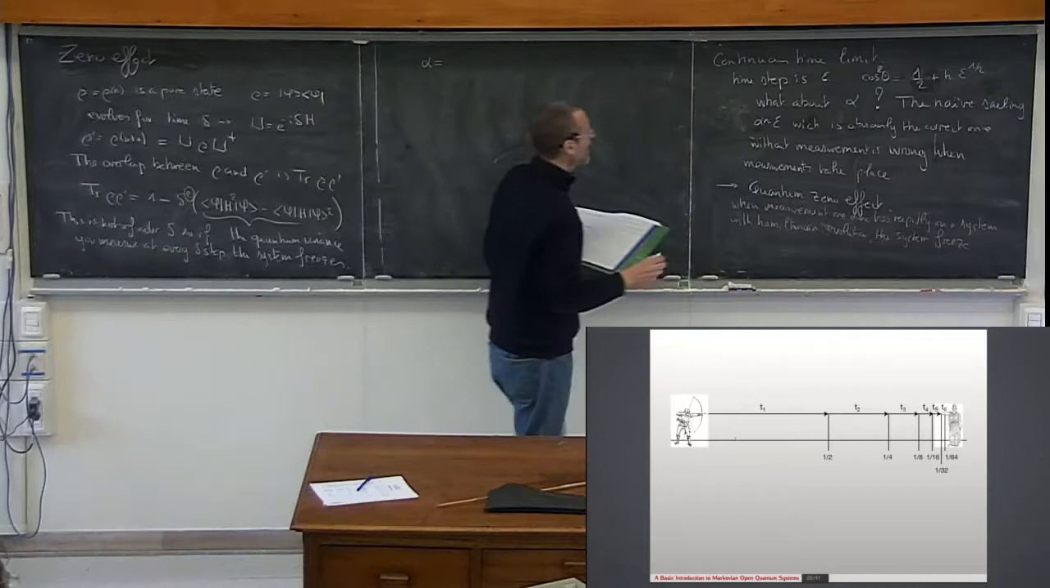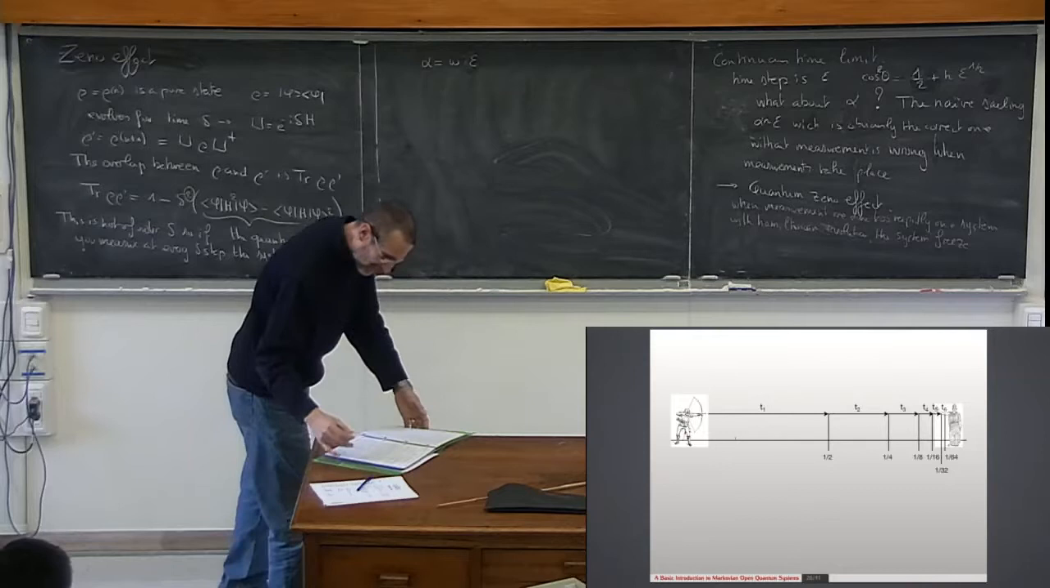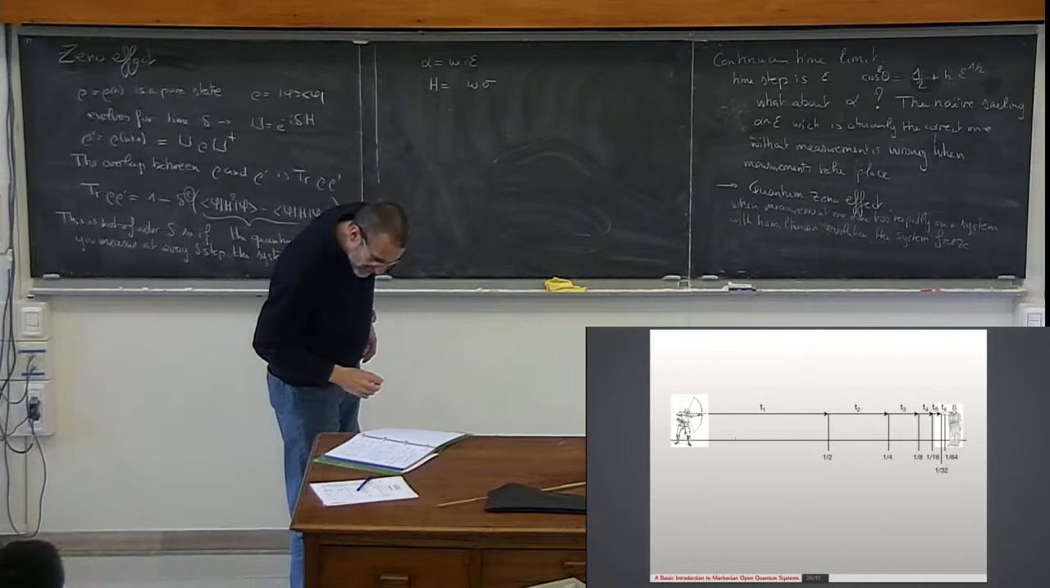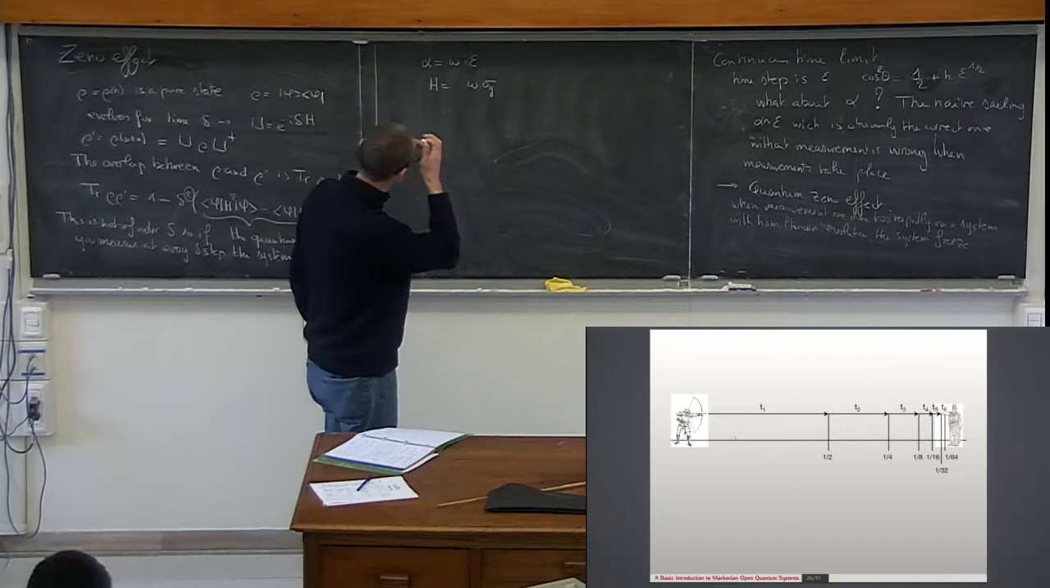This statement is probably not very well formulated, but imagine we take alpha is of order omega times epsilon. Then this means the Hamiltonian, in fact, is something like omega sigma z in our case, or sigma y. H is this guy, and then what we should take, and then we should study. Okay, so now this is it.